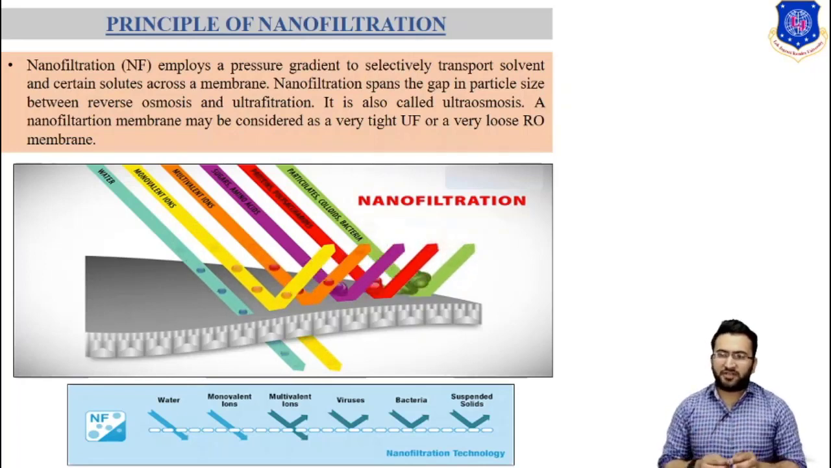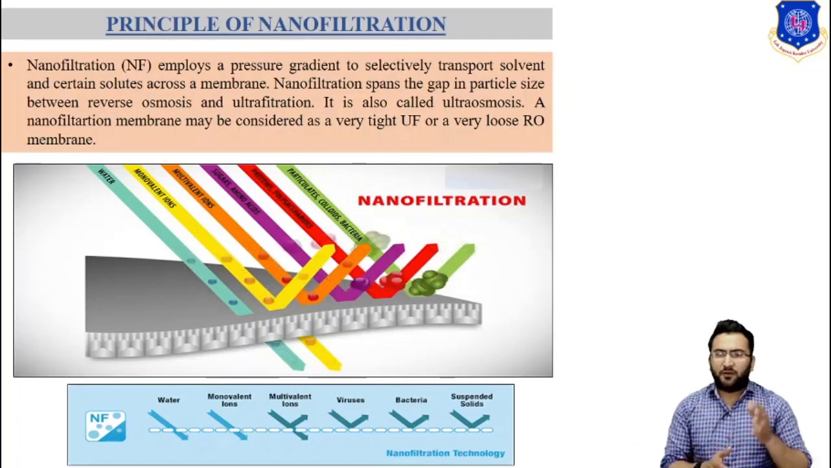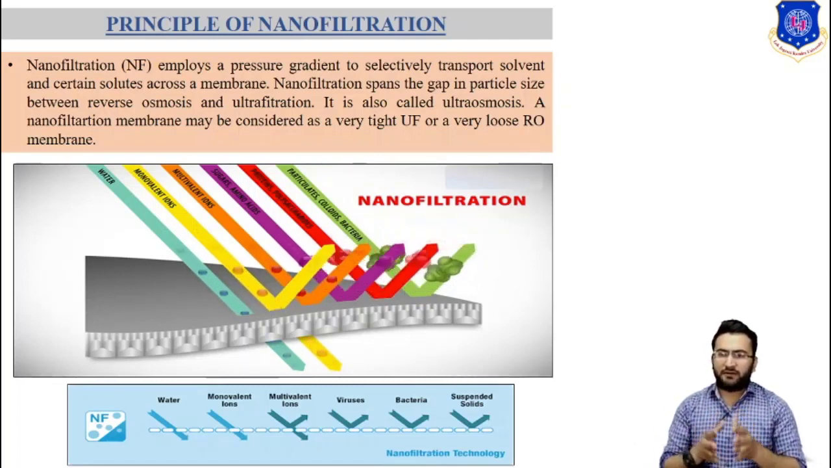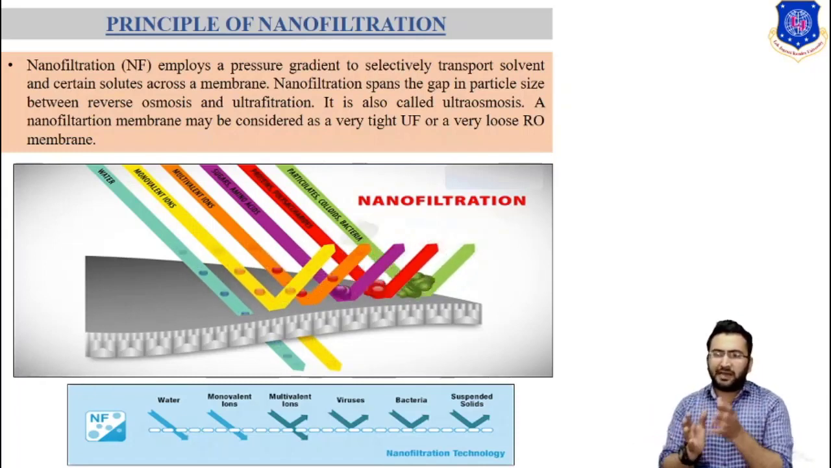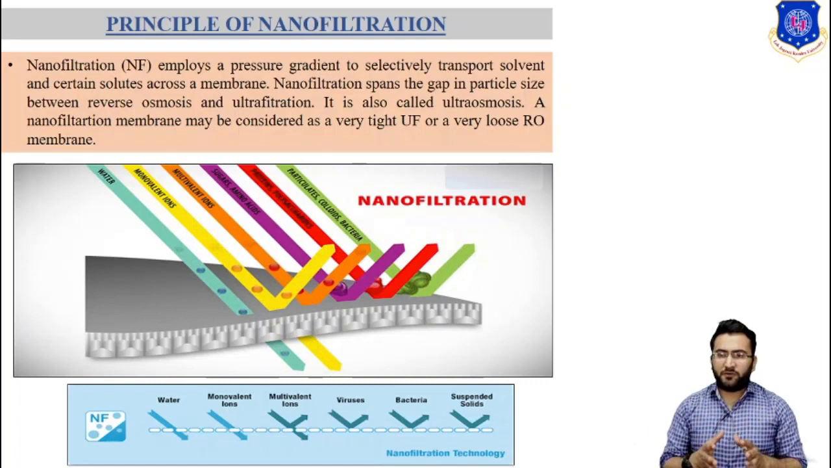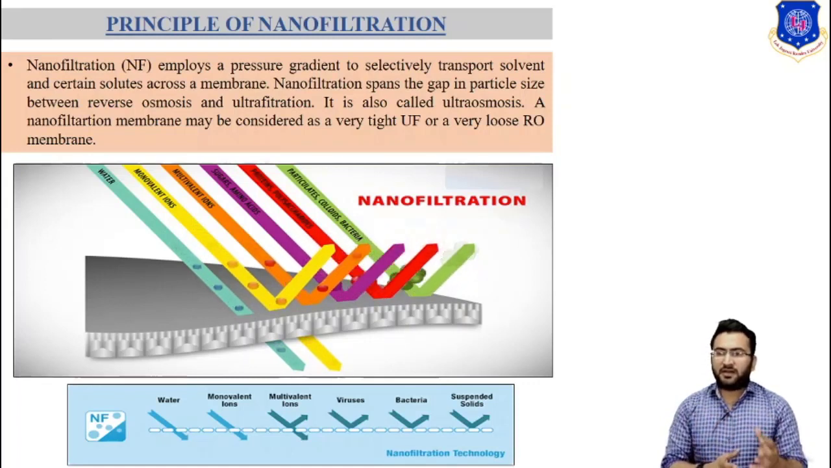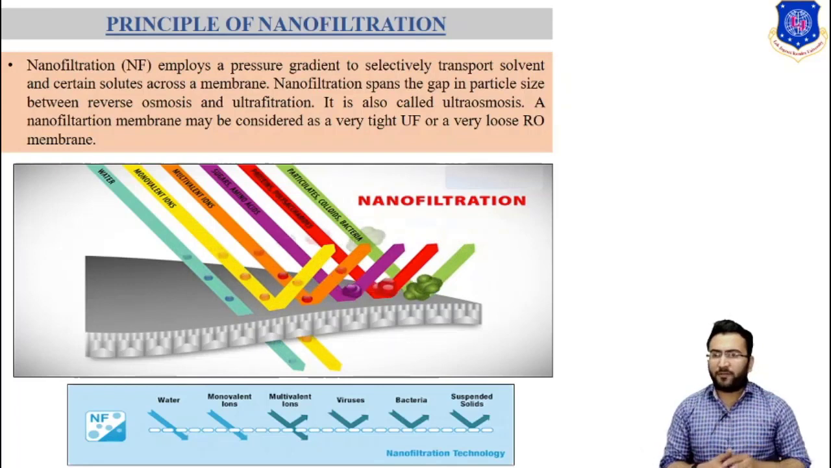The filtration process takes place on a selective separation layer formed by an organic semi-permeable membrane. The driving force of the separation process is a pressure difference between the feed and the filtrate, or the retentate and permeate side, at the separation layer of the membrane.